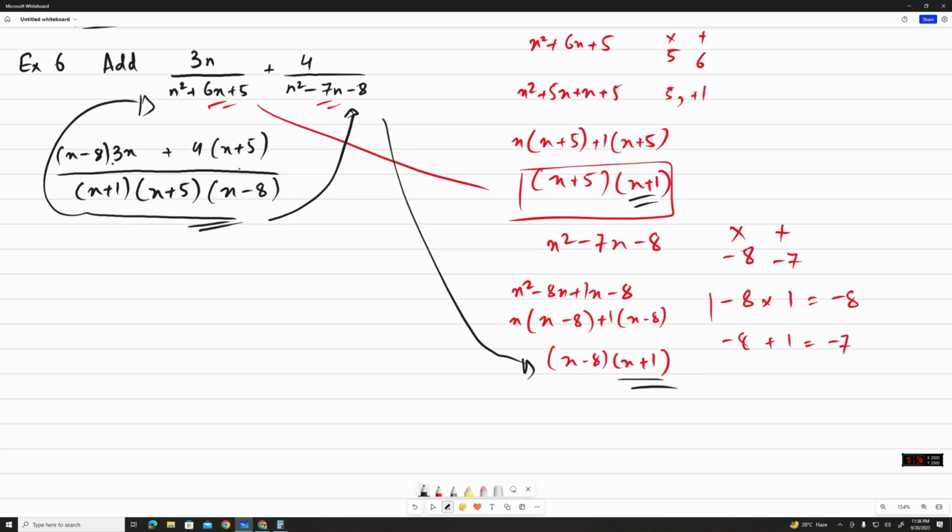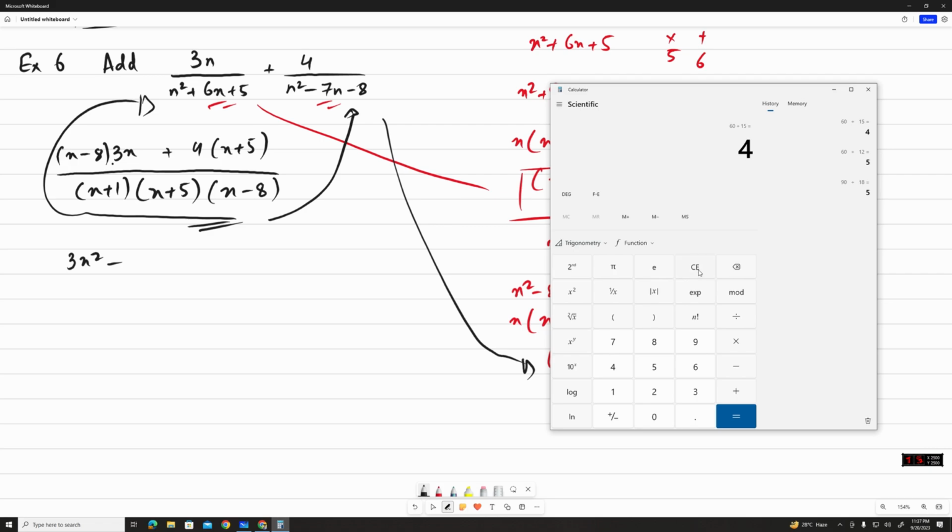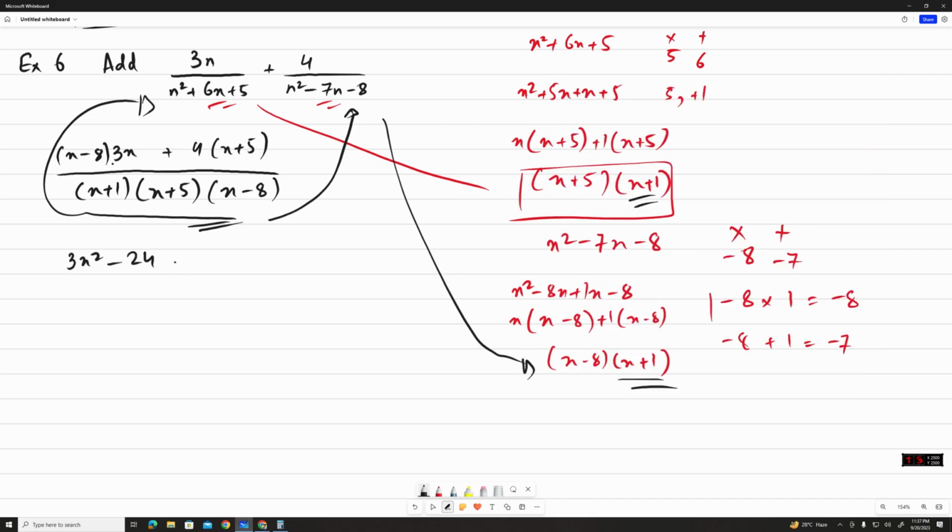Now all we have to do is multiply. It's going to be 3x squared minus, what's 8 multiplied by 3? 24 plus 4x plus 20, right? And in the denominator we have (x plus 1)(x plus 5)(x minus 8).